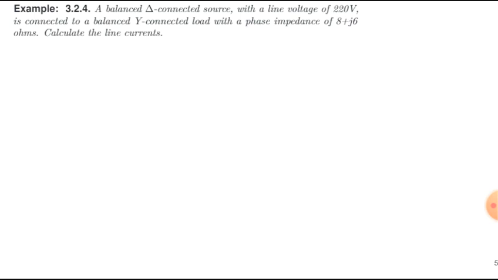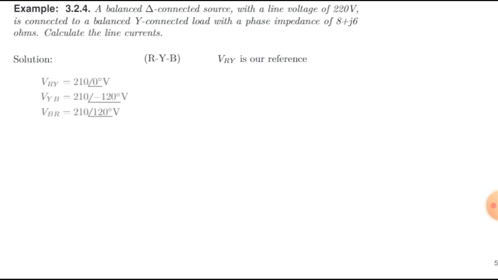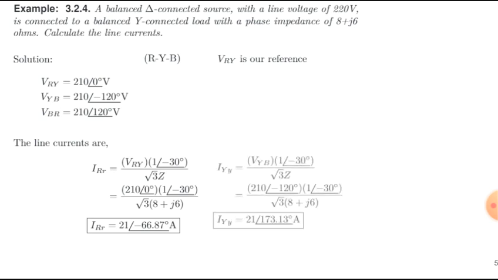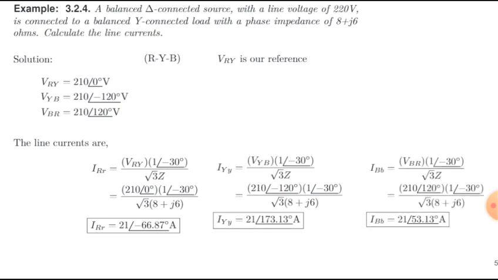A balanced delta connected source with a line voltage of 220 volts is connected to a balanced Y connected load with a phase impedance of 8 plus j6. Calculate the line currents. So VRY is our reference. We assume it's not given, so we assume RYB positive sequence. So this will be our line voltages. So what will be the line currents? Using that formula, you can have the line current. It's easier to use that formula than applying many other methods. You just multiply it with 1 over square root of 3 angle negative 30.